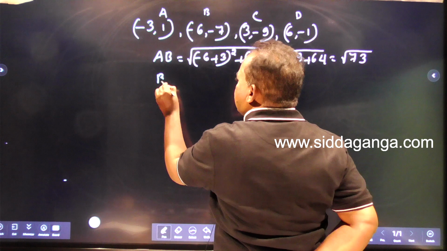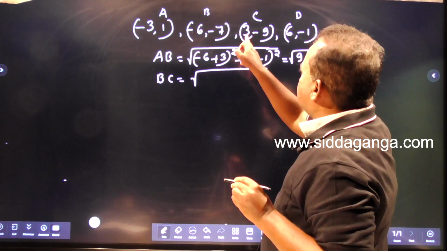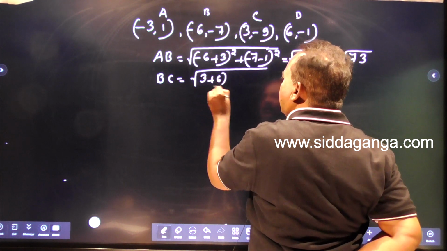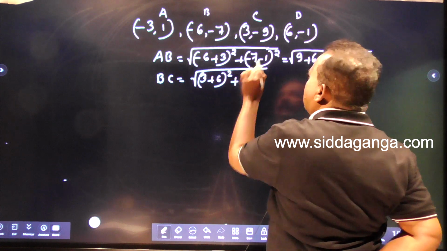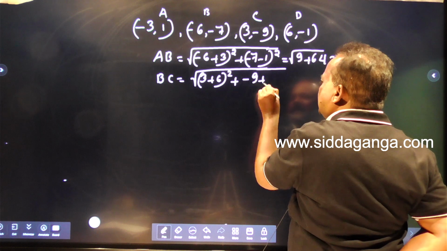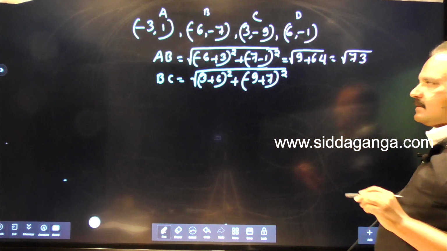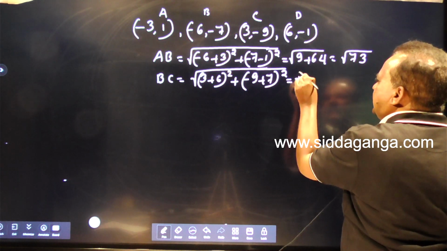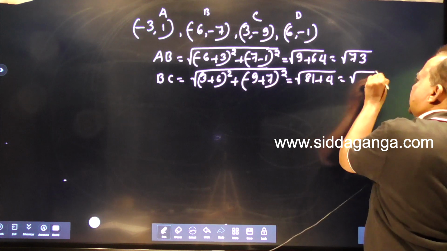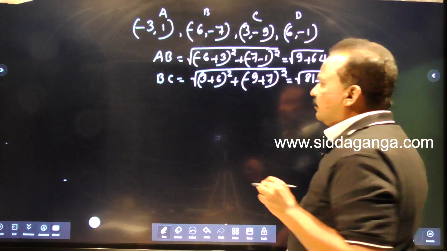BC, the second distance. x2 minus x1, 3 minus of minus 6, whole square, plus y2 minus y1, minus 9 minus of minus 7, whole square. 3 plus 6 is 9. 9 square is 81. 2 square is 4. 81 plus 4 is 85. This is BC. AB is root 73, BC is root 85.